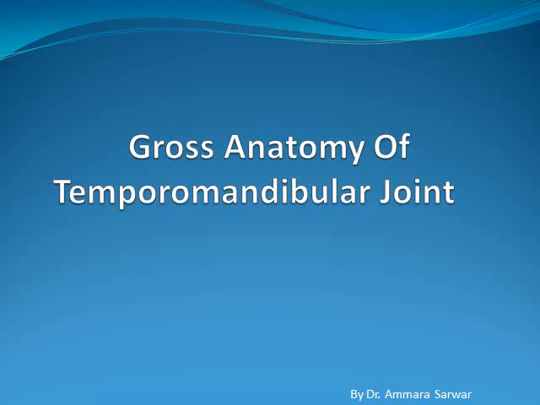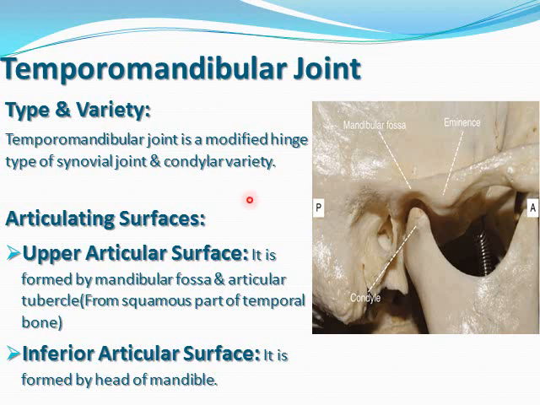So let's start with the topic. Temporomandibular joint is formed by the articulation of the squamous temporal bone above and by the head of mandible below. It is located in front of the tragus of the ear and on the lateral aspect of the face. It is a modified hinge type of synovial joint and condylar variety.